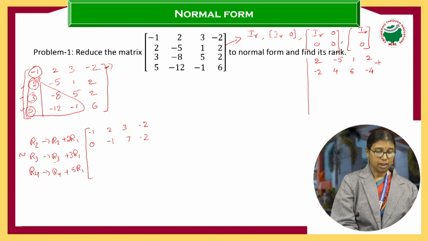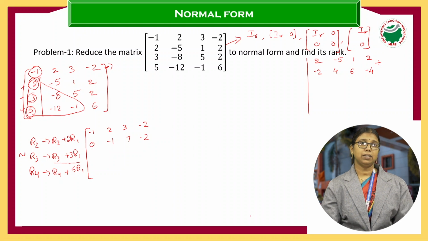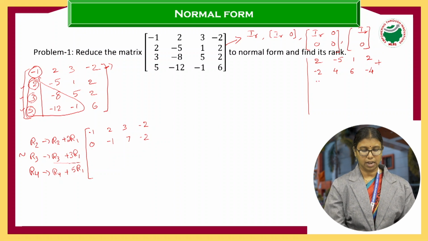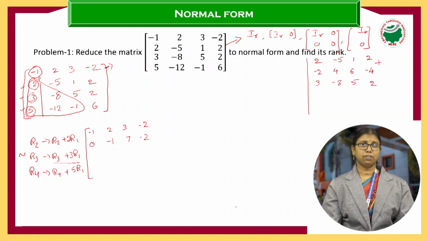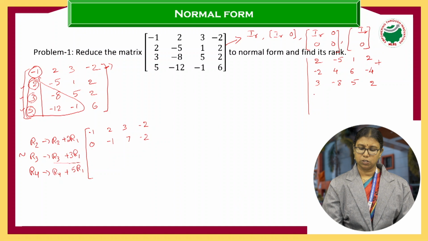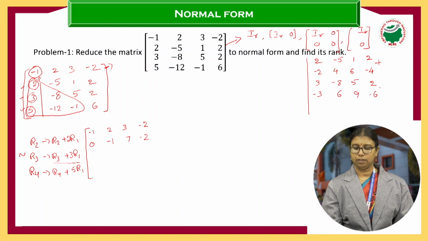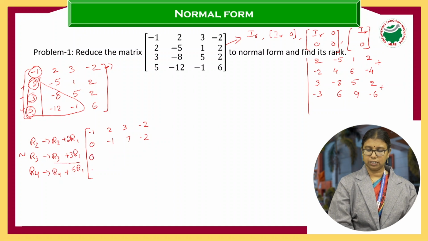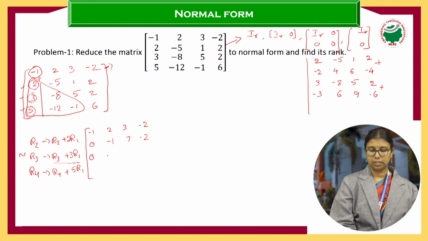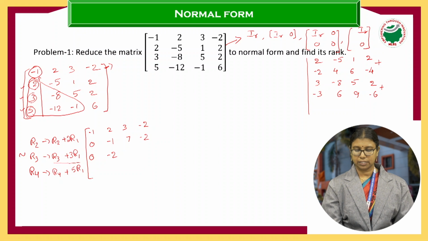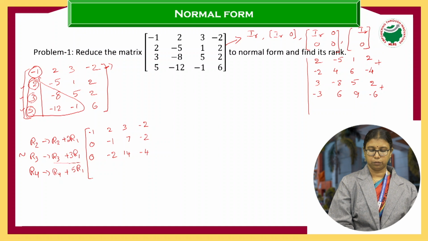Next, for R3, the row operation is R3 plus 3R1. So, first write R3. R3 is 3, minus 8, 5, 2. 3R1: now, multiply the first row with 3. So, minus 3, 3 2s are 6, 3 3s are 9, minus 6. By adding both the rows, you will get 0. Minus 8 plus 6 is minus 2. 5 plus 9 is 14. 2 minus 6 is minus 4.